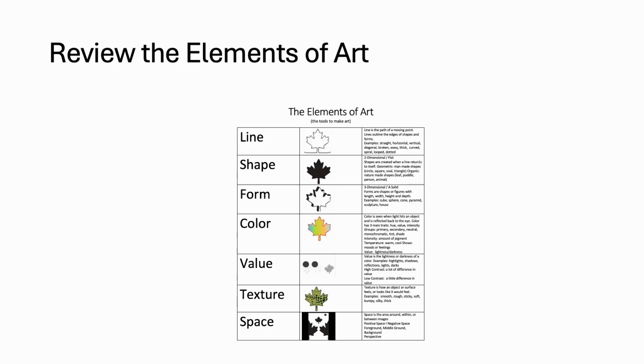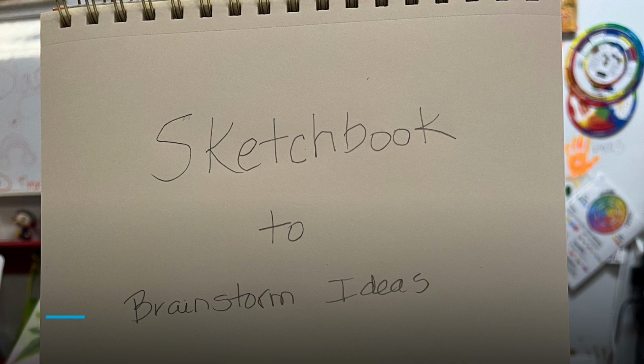Okay, a quick review of the elements of art: line, shape, form, color, value, texture, and space. As most of you know, getting a sketchbook and carrying that around with you to brainstorm ideas gives you the ability to improve your drawing, but not only that, it gives you a chance to brainstorm ideas for new art projects. And if you can draw, you can paint, or at least that's my theory.